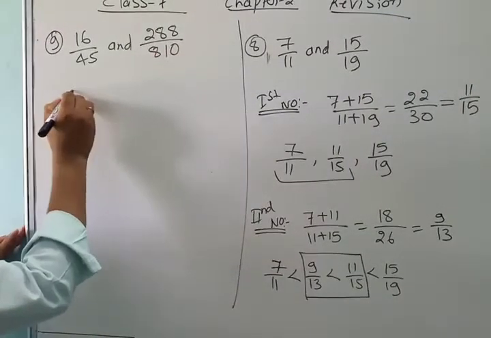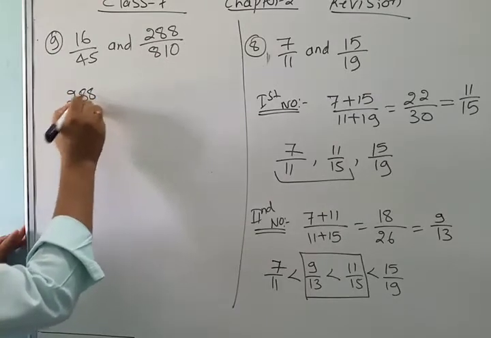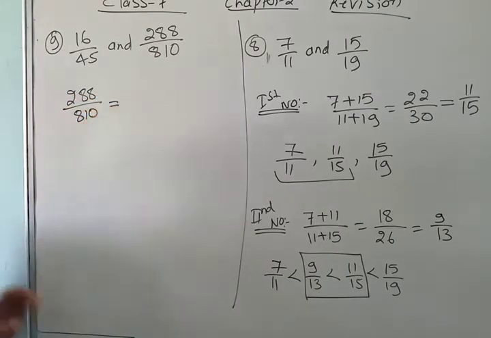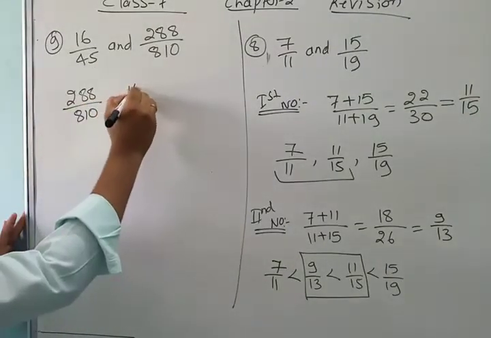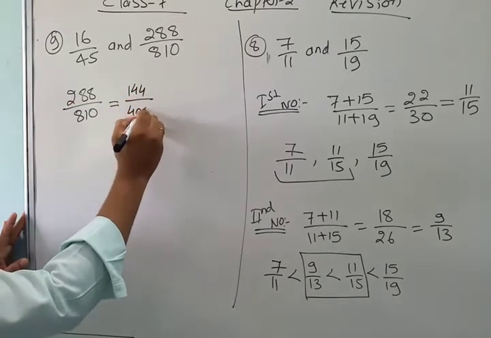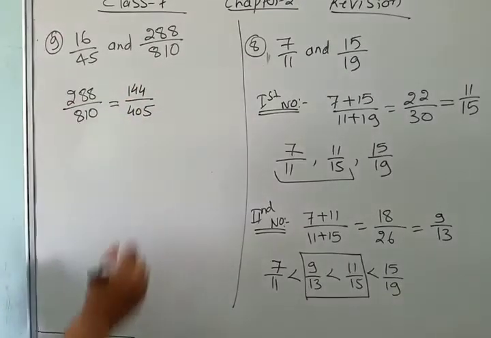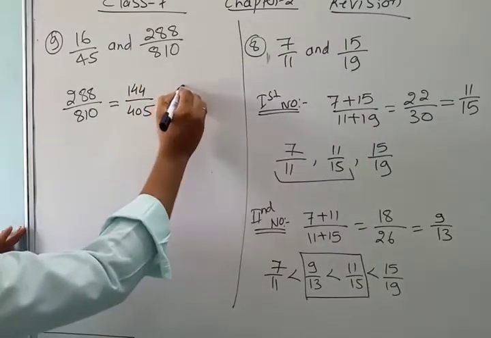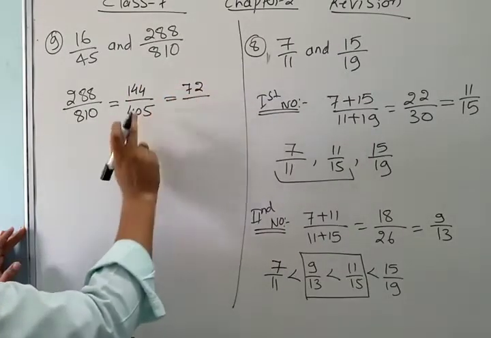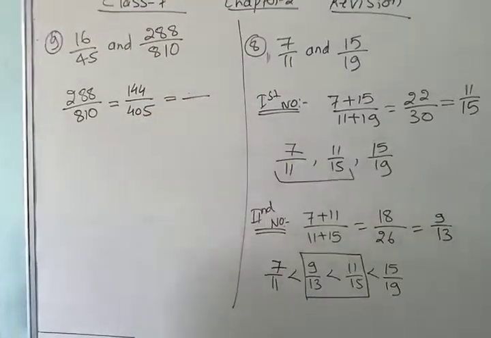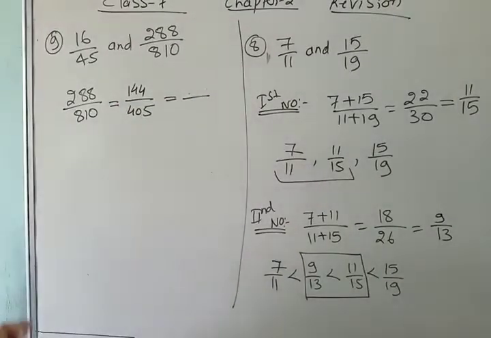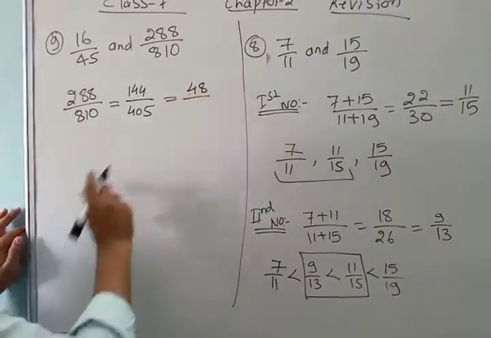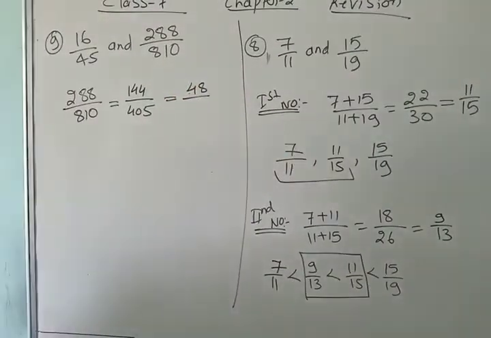So 288 upon 810, convert in the simplest form. It is divisible by 2, so 144 upon 405 it will become. Again divide by 2, it will become 72 upon, no, it is not divisible by 2. Then what we have to do? Divide it by 3. So if we divide it by 3, 144 divided by 3 is 48. And 405 divided by 3 is 135.